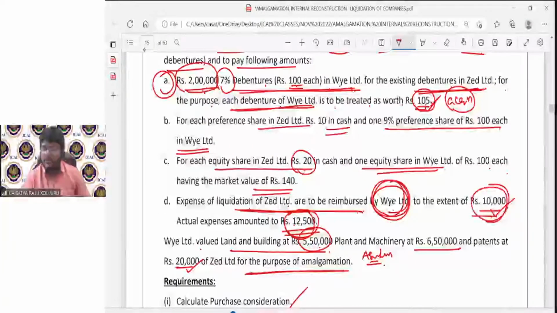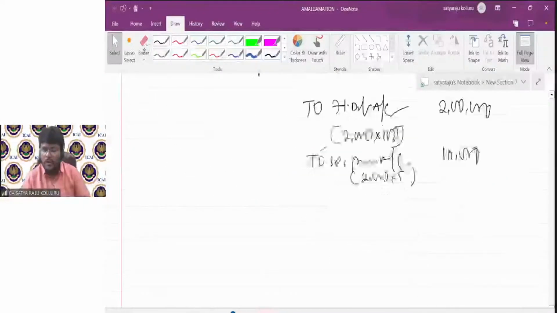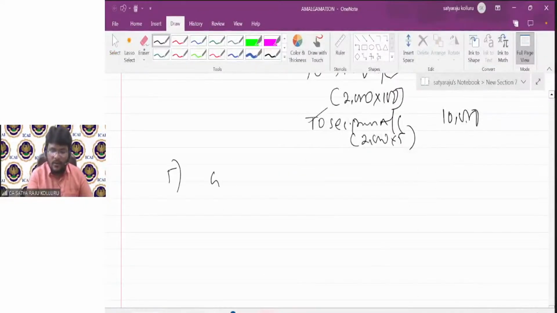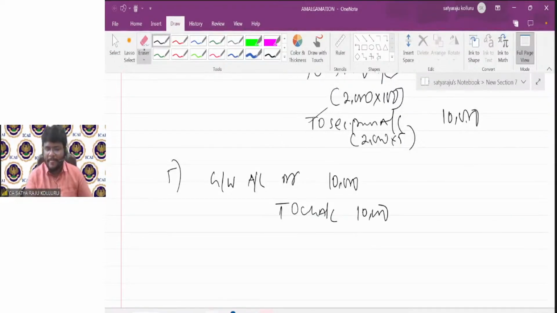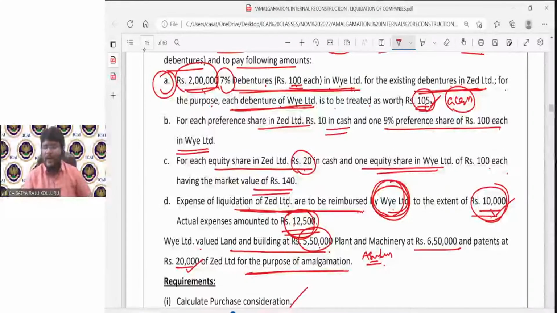How much worth of expenses are you reimbursing? ₹10,000. For that, you should pass the entry: goodwill account at ₹10,000 to cash account ₹10,000. Is there any other point impacting the books of the purchasing company? No, no more. We have considered all the entries.